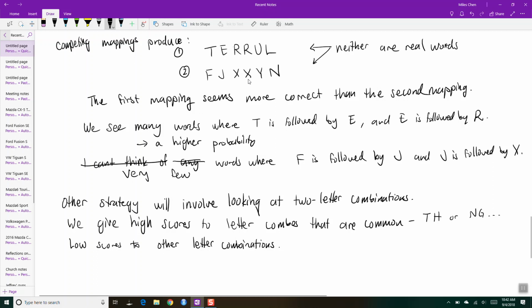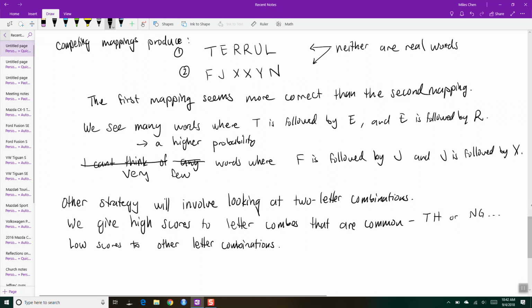We'll say, how common is TE? Oh, that's pretty common, high score. How common is ER? That's also pretty common, high score. Things like that. How common is FJ? Pretty rare, low score. How common is JX? Very rare, very low score. How common is XX? Also very rare and stuff like that. So this would get a much lower score than the other. All right, is that okay?